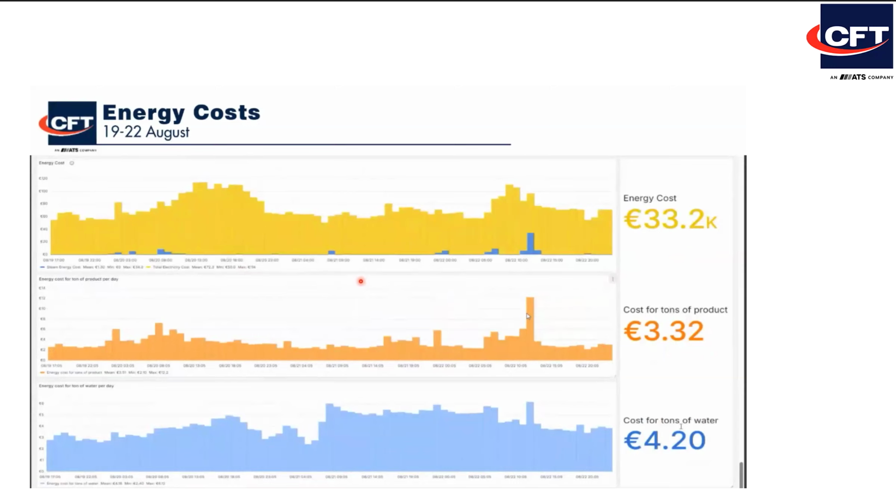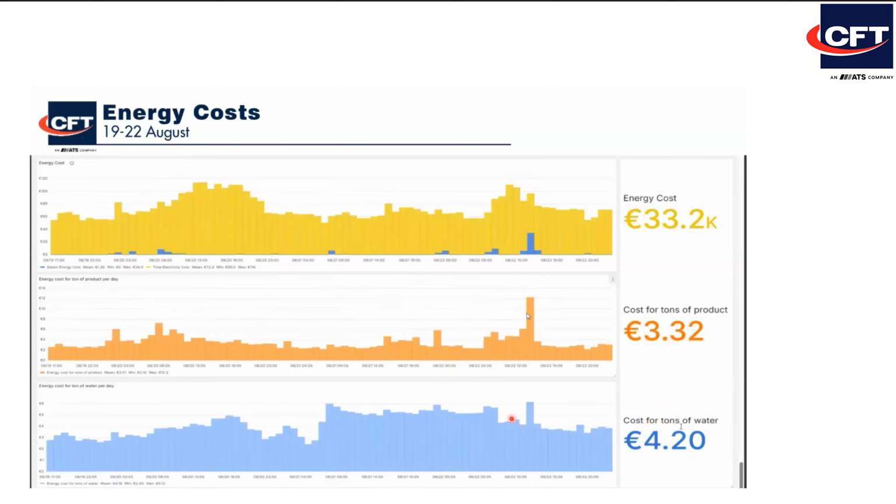Again, we have a view here of the total energy cost, which was 33,000 euros over the 3 days. And if we correlate that cost to the ton of product, the value that we have is 3.32. We can also correlate the energy cost to the ton of water removal if you prefer, and in that case it is 4.2 euros per ton of water.